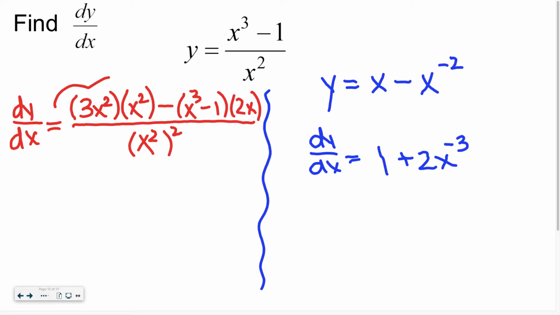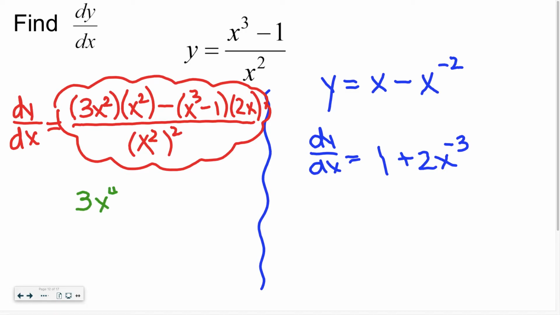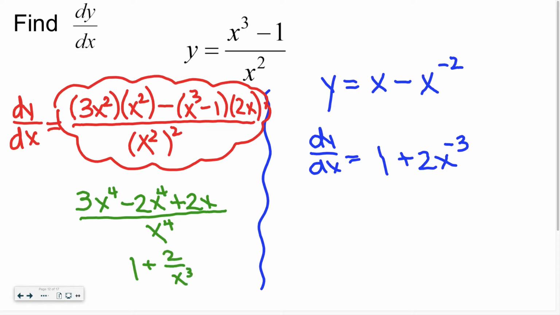It feels so wrong. There's so much you can do with that problem. Okay, so let's talk about that. Can you leave it like this? Yes, you can leave it like this. If we simplify, we would have 3x to the fourth minus 2x to the fourth plus 2x all over x to the fourth, which would then simplify to x to the fourth over x to the fourth plus 2 over x cubed. Same thing. We get the same thing.